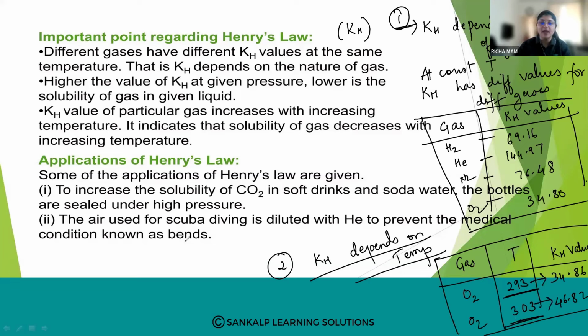Now, as you know, what is the mathematical expression for Henry's law? P is equal to KH into chi. Now, if we keep the pressure constant, then how will the equation be? KH will be inversely proportional to chi. If I keep this pressure constant, then KH will be inversely proportional to chi.